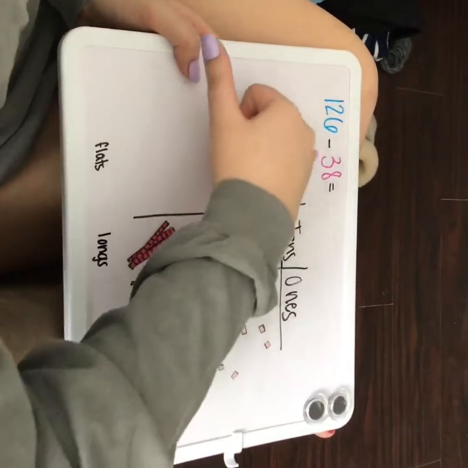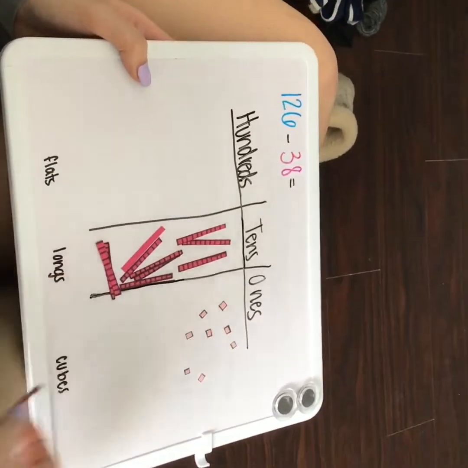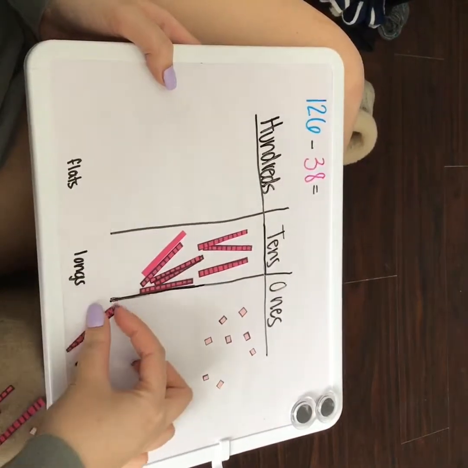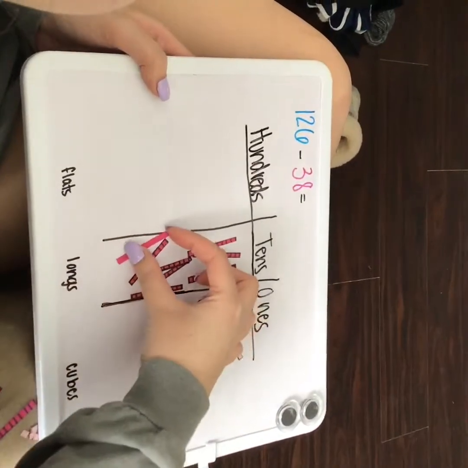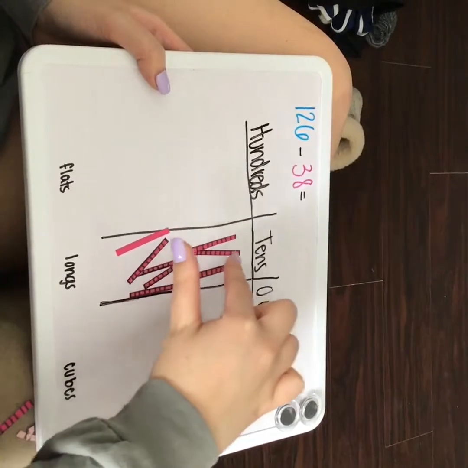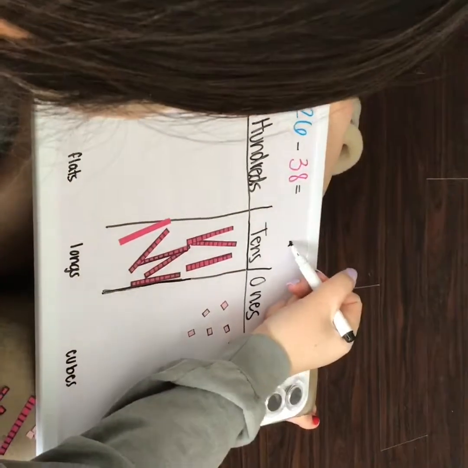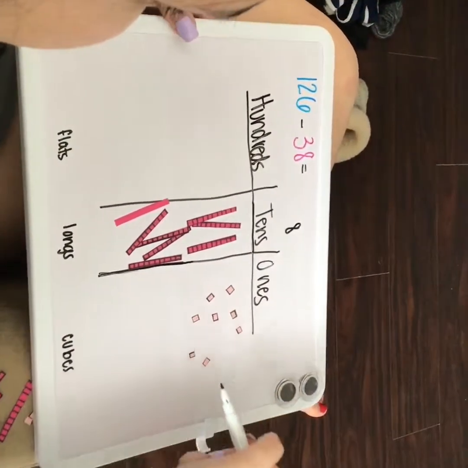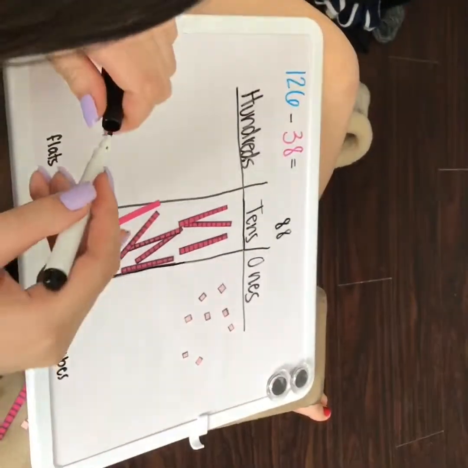So we're going to need to take away our 3. So we can take away 1, 2, 3. And now we'll be able to count how many longs we have left to show us our number. So we have 1, 2, 3, 4, 5, 6, 7, 8, which leaves us with 8 tens and 1, 2, 3, 4, 5, 6, 7, 8 ones, which leaves us with the answer of 88.